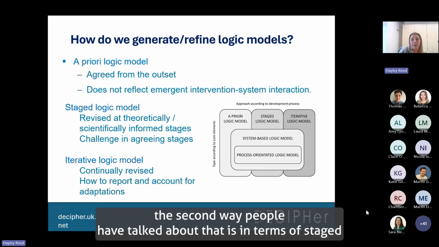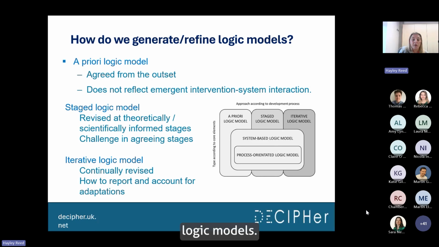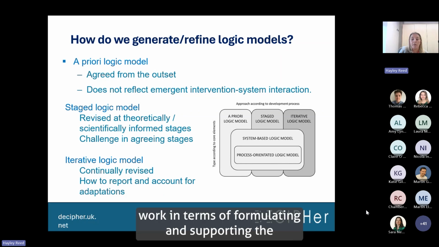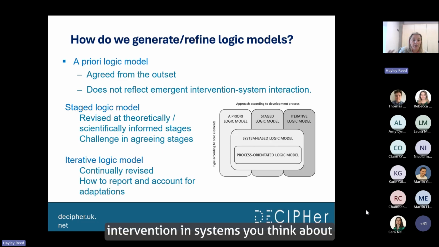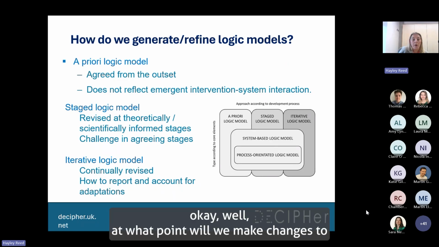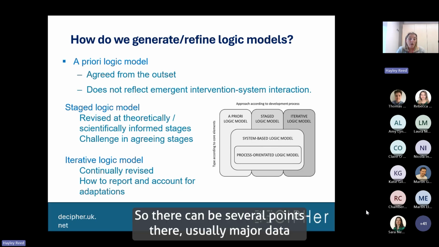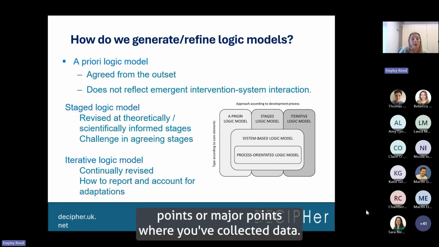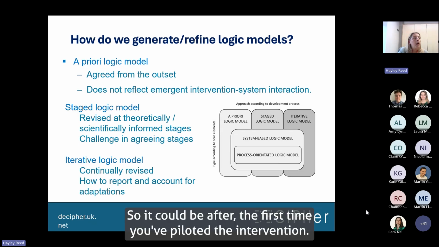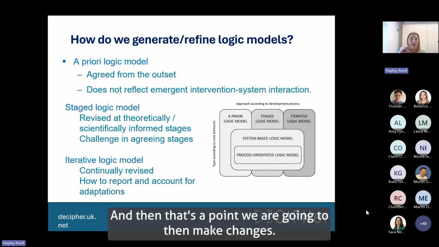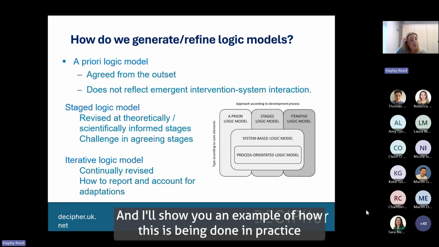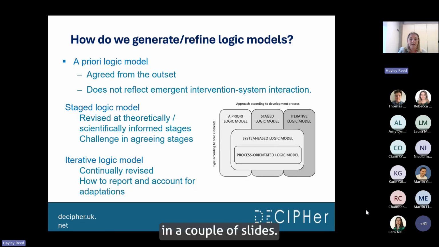The second way people have talked about this is in terms of stage logic models. So this is where, before you start doing any work in terms of evaluating and supporting the intervention in systems, you think about, okay, well, at what points will we make changes to the logic model? So there can be several points. They're usually major data points or major points where you've collected data. So it could be after the first time you've piloted the intervention, and then that's a point we are going to make changes. And I'll show you an example of how this has been done in practice in a couple of slides.